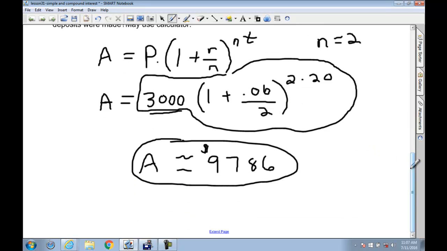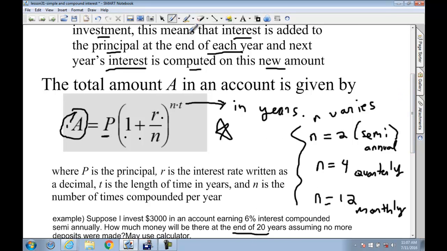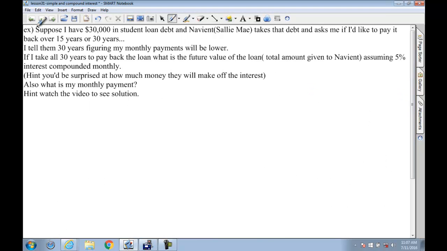And now this last problem, I think, will be very interesting to you because I have student loan debt. You are probably going to have student loan debt. So let's take a look. And I'm actually using numbers that are pretty accurate in terms of my student loan debt.